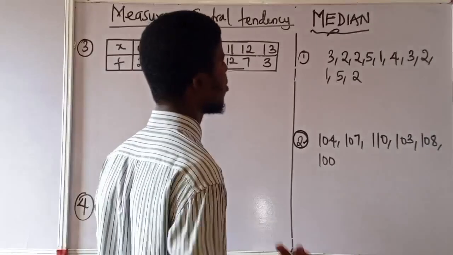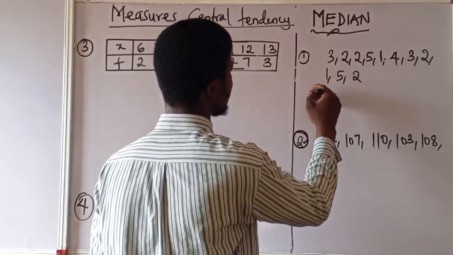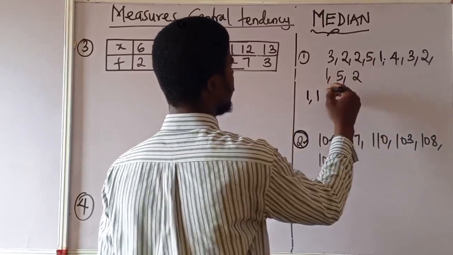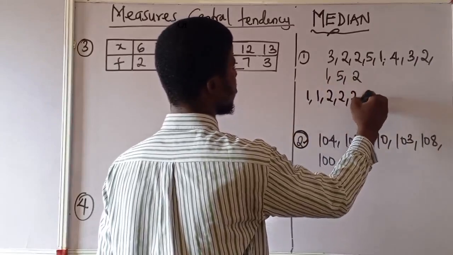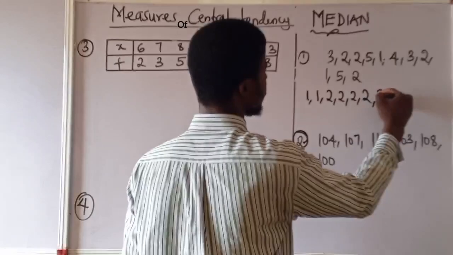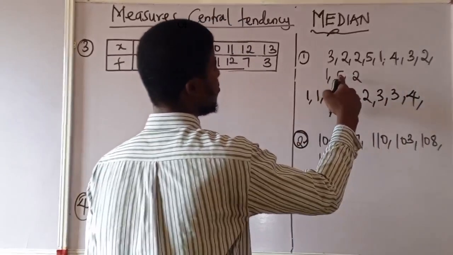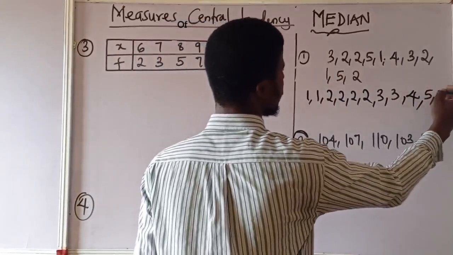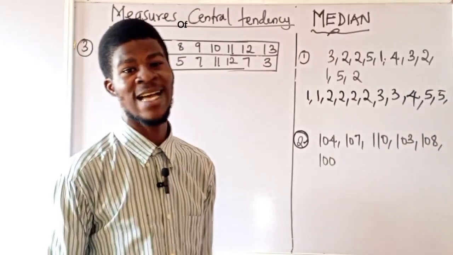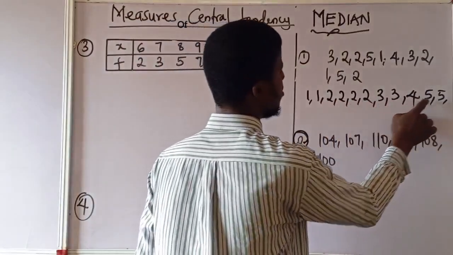So if I arrange it according to size, let's say from the smallest to the biggest, we have 1, we have 2, 1, 2, 3, 4. We have 3, 1, 2. We have 4, just 1. We have 5, 1, 2. So this is what we must ensure before we determine which number is at the middle. 1, 2, 3, 4, 5, 6, 7, 8, 9, 10, 11.